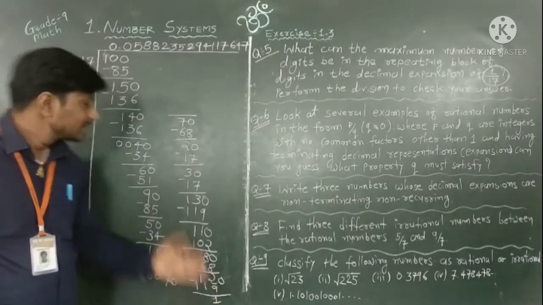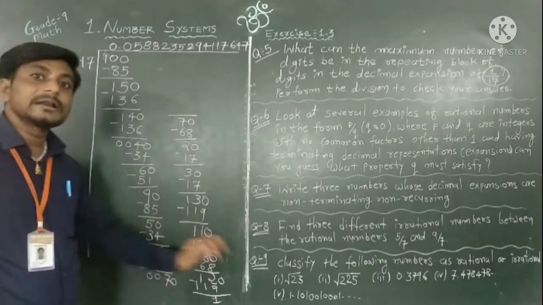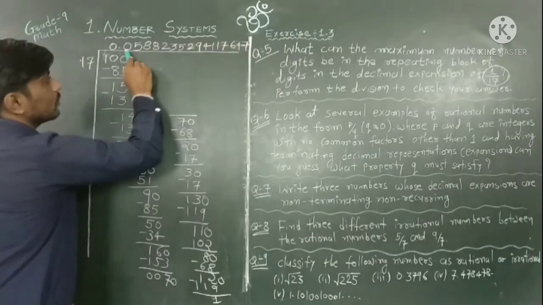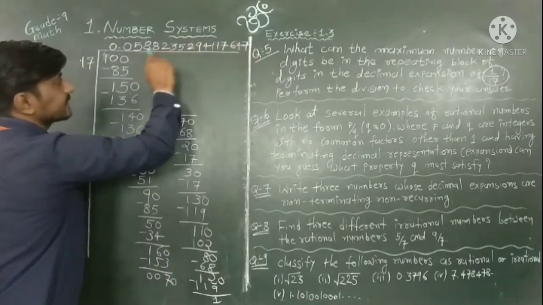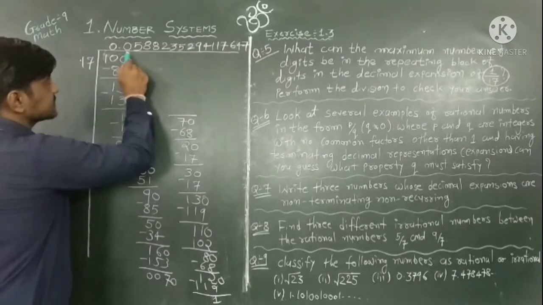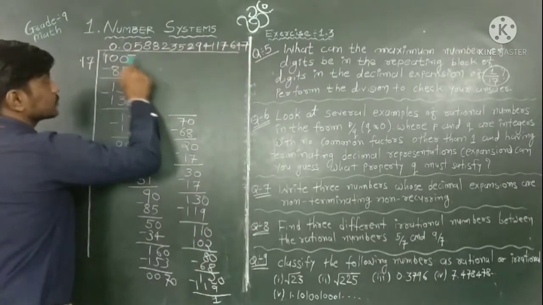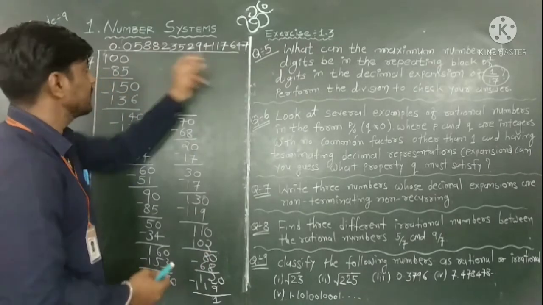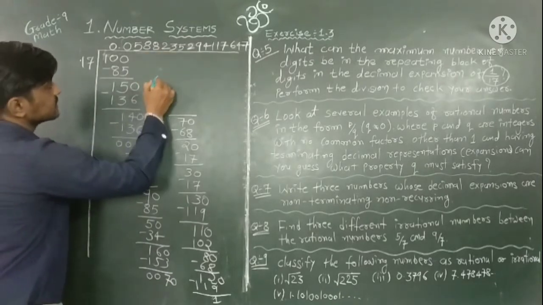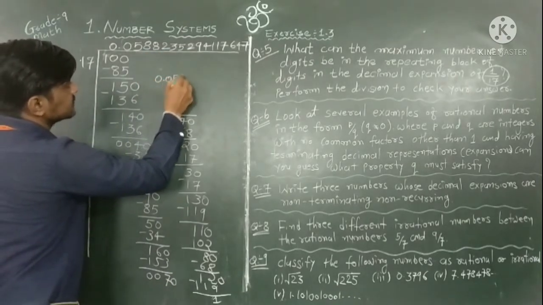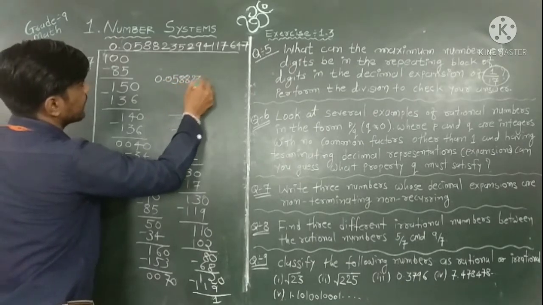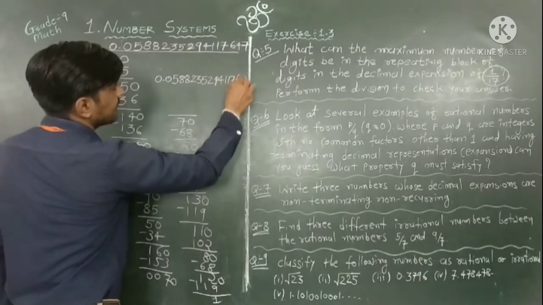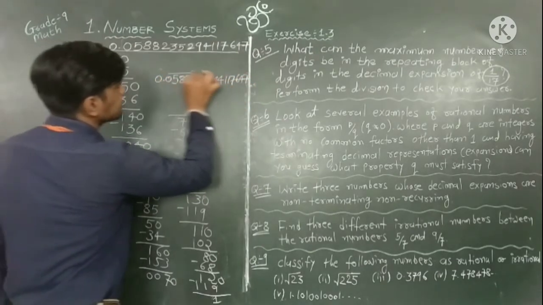If you go further, then this whole process is repeating. So after this 7 there is a 0, again 5, again 8, like this. That means this is a repeating number. In our question we have to count how many digits are in one block. This is one block, so I write here like this: 0.0588235294117647 with a bar. That means this is a repeating number.